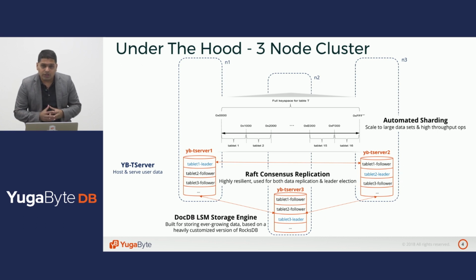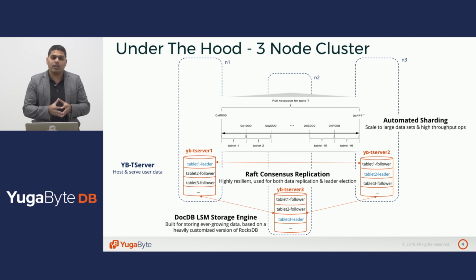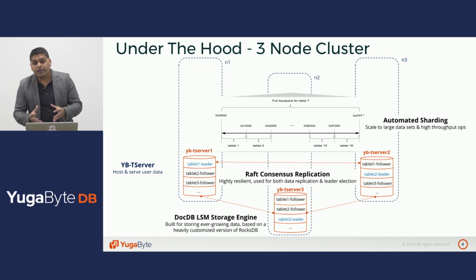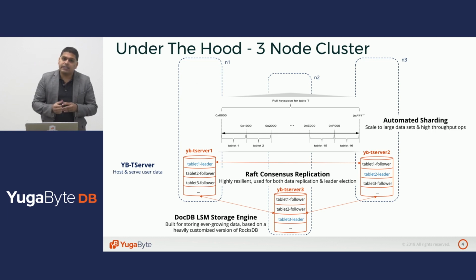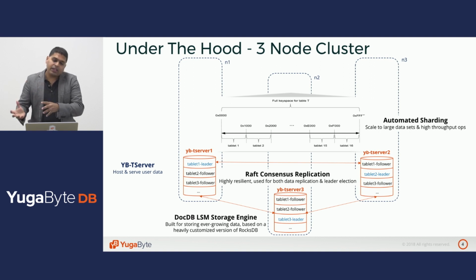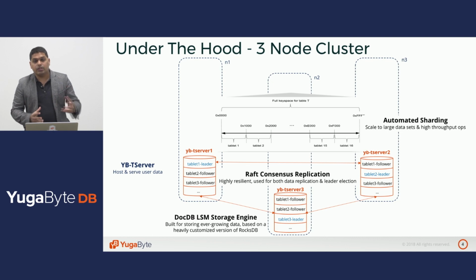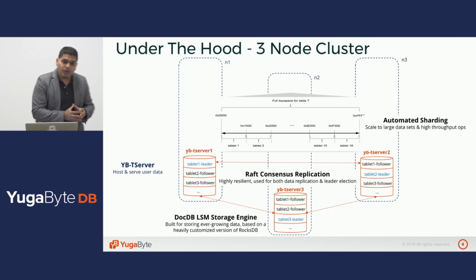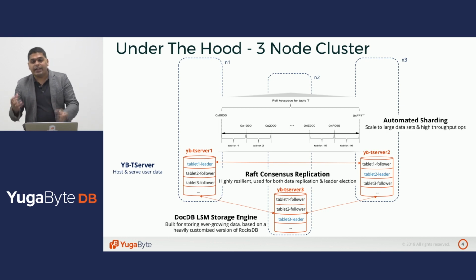The data nodes of YugabyteDB are called YB-TServer. Each of those nodes uses our DocDB storage engine. It's a highly customized version of RocksDB that's optimized and built for ever-growing, large data sets. On the replication front, to ensure high availability and data durability, we use Raft-based distributed consensus. We use it both for data replication as well as leader election.